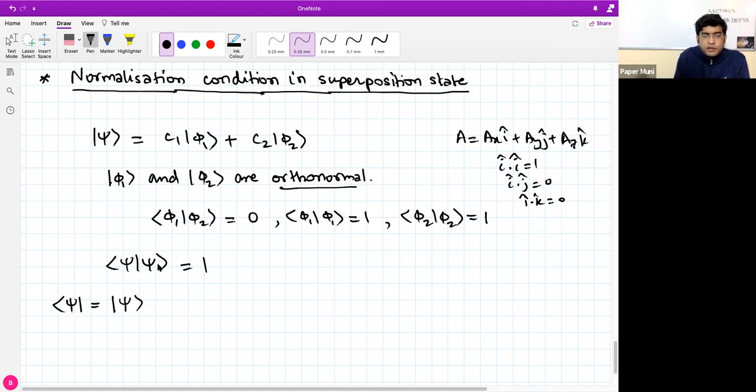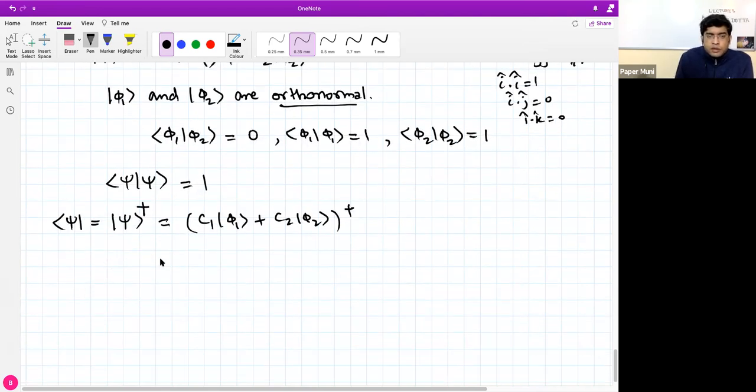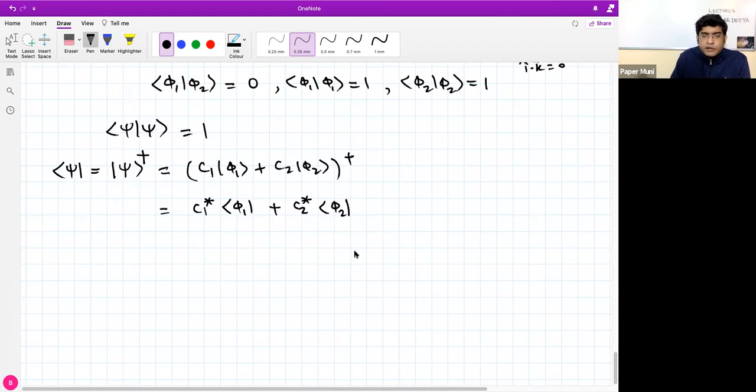we know what the ket psi is. We want to find out bra psi. So bra psi can be obtained by taking a dagger over the ket psi, which you can write like this: c1 phi 1 plus c2 phi 2. If you take a dagger, this dagger will operate on these quantities. So this is c1 star. Now if we have a dagger on ket phi 1, it will become bra phi 1, and then c2 will become c2 star, and this will be bra phi 2. So this is what you will get.